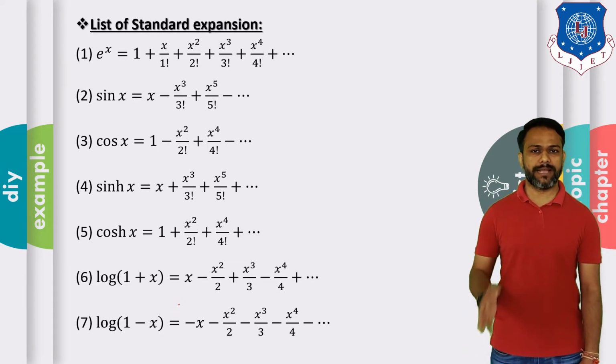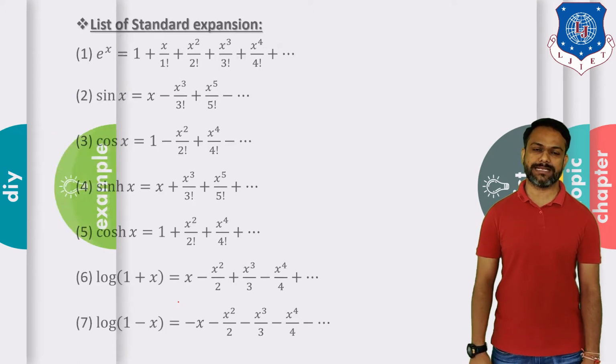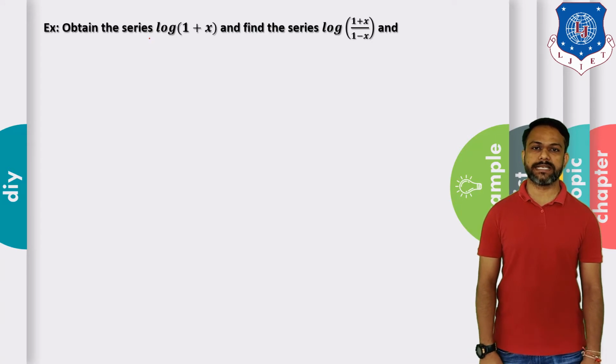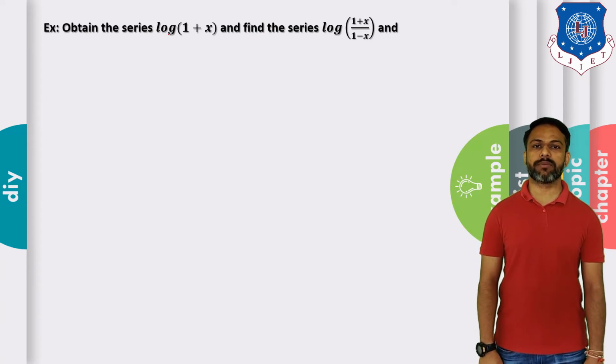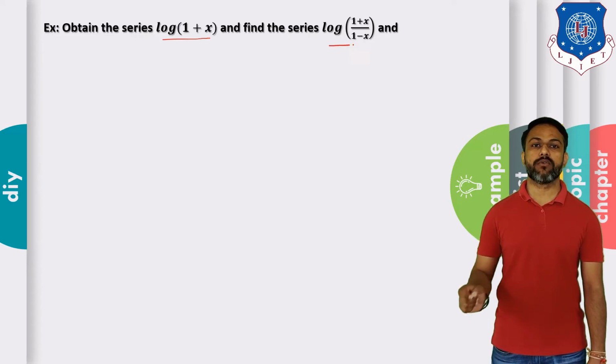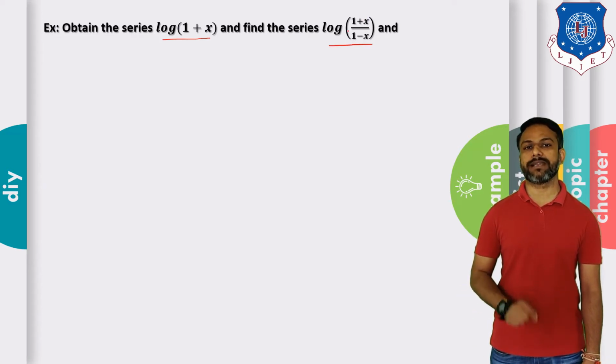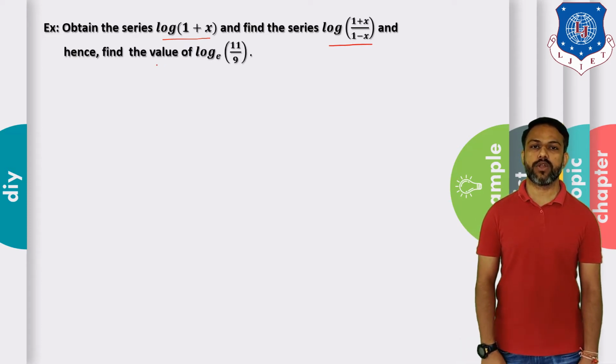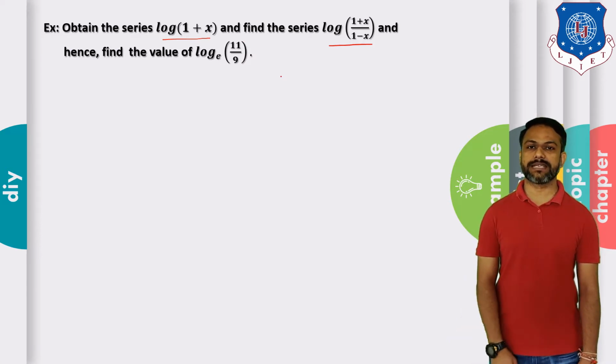So let's have a look at the example. Example number 1. Obtain the series of log of 1 plus x and find the series of log of 1 plus x divided by 1 minus x, and hence find the value of log of 11 by 9 to the base e. How can we solve this example?